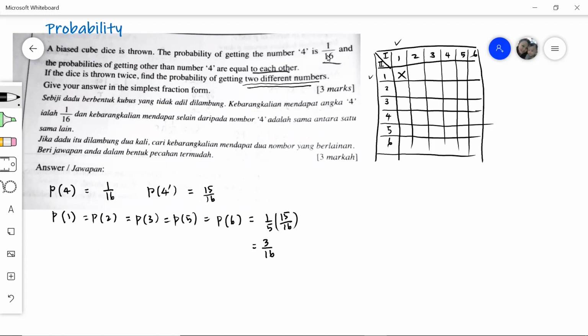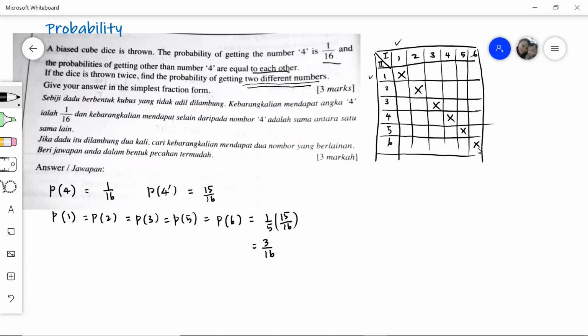What we want now is to get 2 different numbers. That means we don't want both throws to get the same numbers. So the ones that I cross are the ones that we don't want, and the rest will be the outcomes that we want. If the first die is 1, the second throw must get 2, 3, 4, 5, or 6. Now, instead of finding the probability of 1 and 2, 1 and 3, 1 and 4, 1 and 5, 1 and 6, we might as well take the probability for everything, which is 1, take away the ones that we don't want.